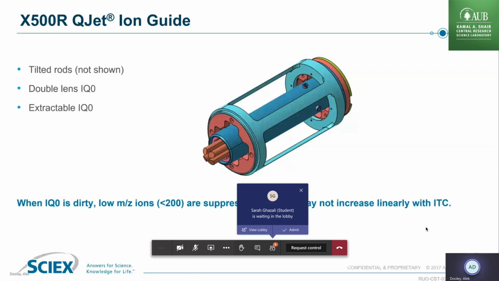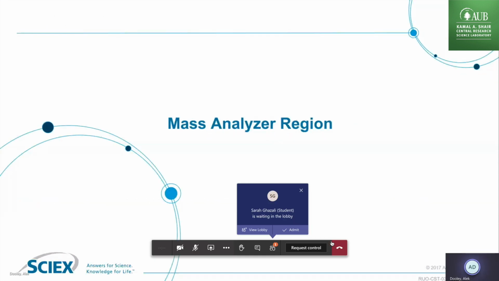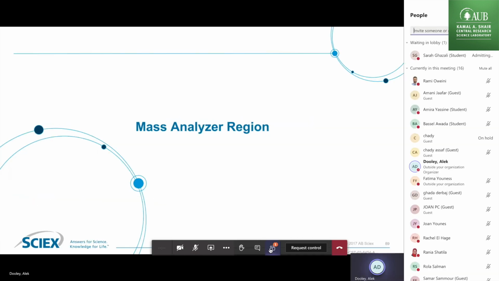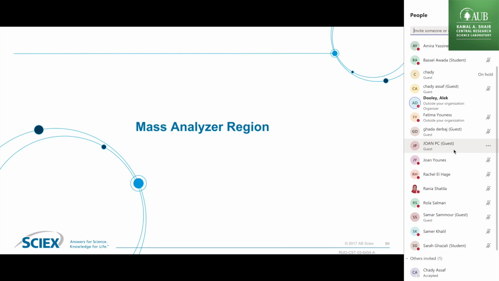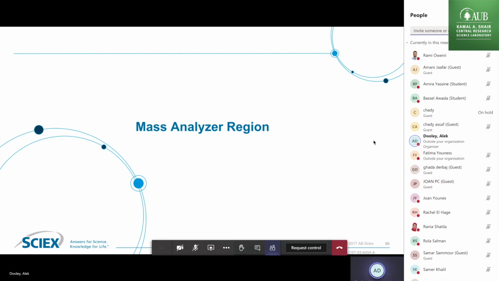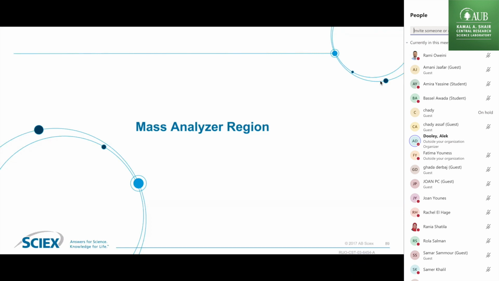So that's the analyzer, that's the interface region. Now we'll go to the analyzer region. So maybe we can discuss the next 20 minutes the quadrupoles, and then we'll talk about the details of the TOF when we start tomorrow morning. So I'll just ask, are there any questions at this point?